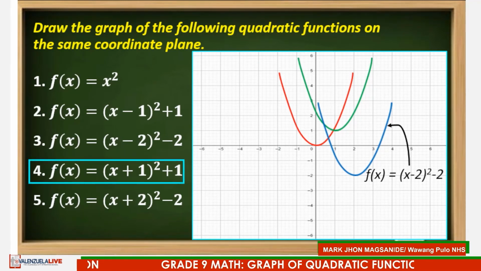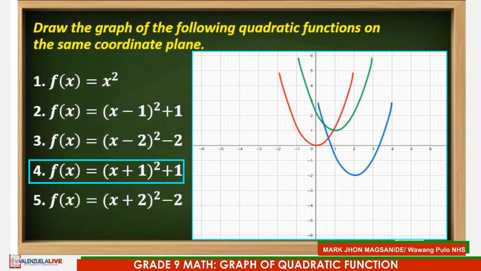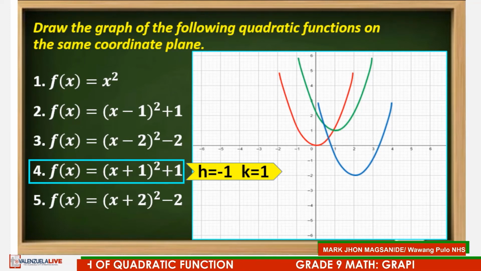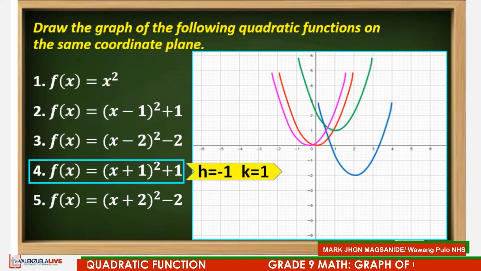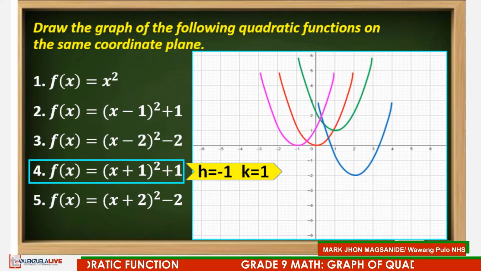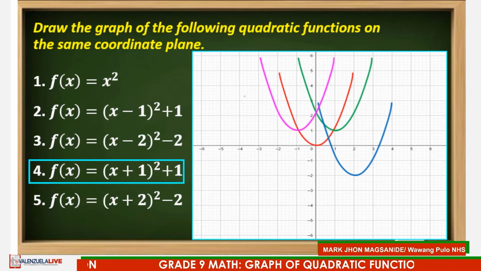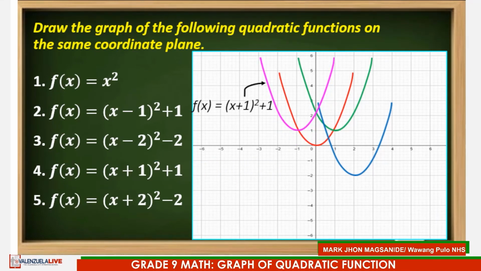For f of x is equal to the square of x plus 1 plus 1, h is equal to negative 1 and k is equal to 1. From the graph of f of x is equal to x squared, move 1 unit horizontally to the left and 1 unit vertically upward. And that is the graph of f of x is equal to the square of x plus 1 plus 1.